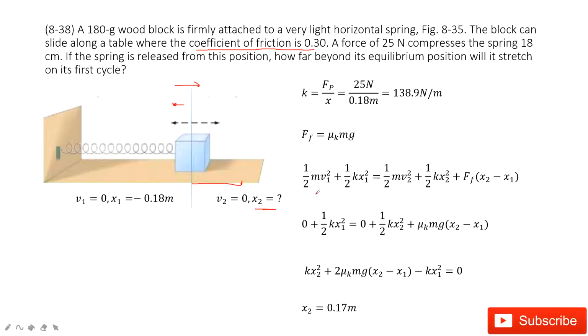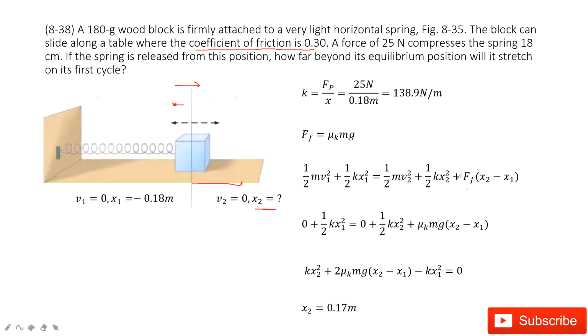We can see the initial energy equals the final energy. So the initial energy, the initial kinetic energy plus initial potential energy, equals the final kinetic energy plus the final potential energy, and also plus the thermal energy. The thermal energy comes from the work done by friction. And this friction force is mu_k m g, right? This mu_k is given, and m is given, so we can get the friction very easily.